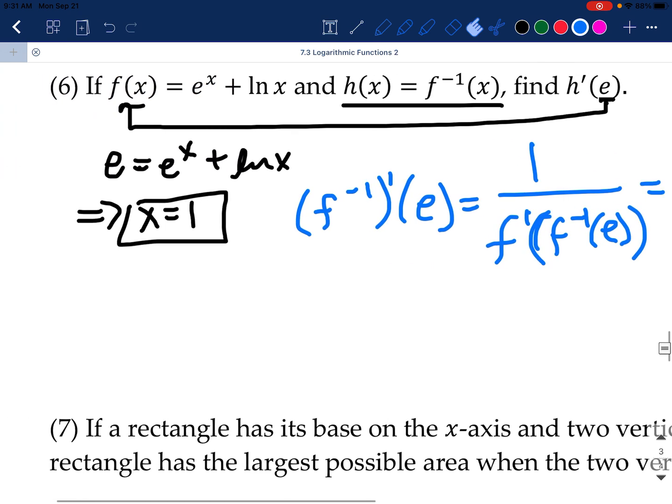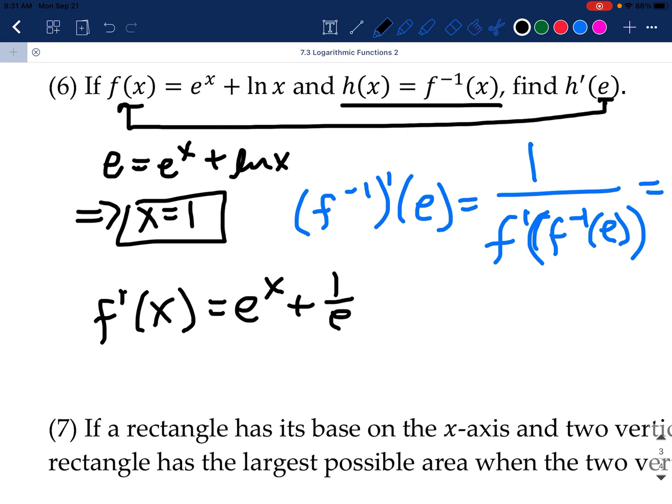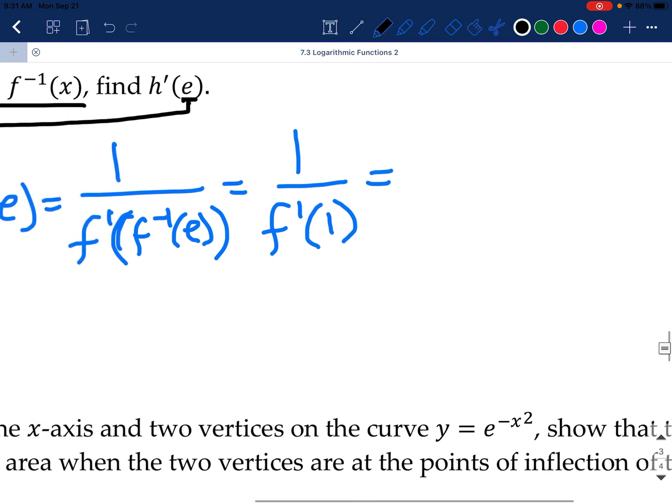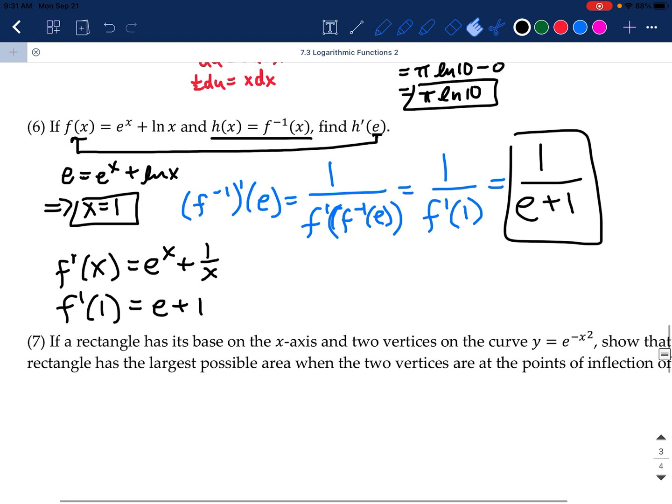So let's go back to our function here. So we'll note f prime of x is equal to e to the x plus 1 over x. So f prime of 1 is equal to e plus 1. So we'll get 1 over e plus 1 using that inverse derivative.